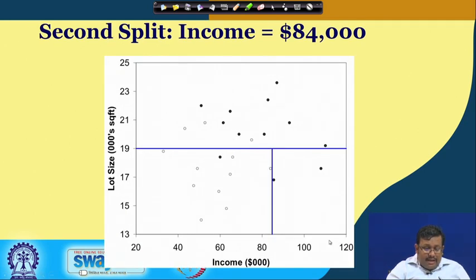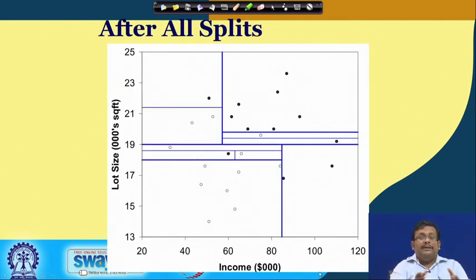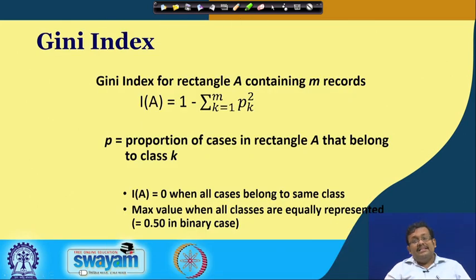The next step will split based on the income value of $84,000. You can see there are two splits again within this split, there are two more splits, and after all the splits you will get the final results. Within these individual blocks or areas, the observations are maximally homogeneous. So, this is how these rules are basically formed.